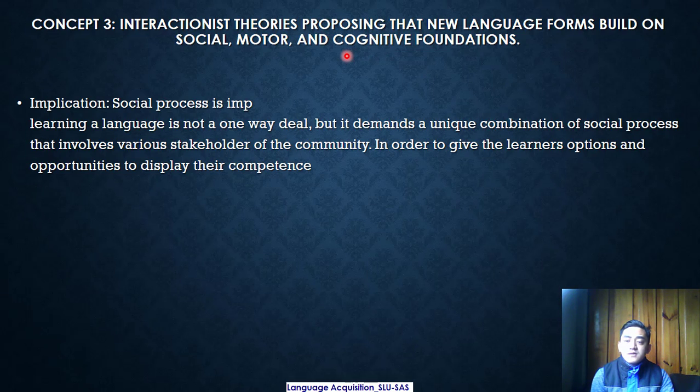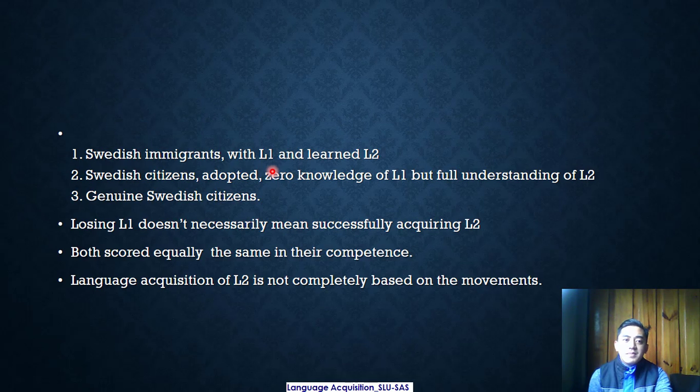Now, what does it say? What does this mean? Therefore, there is a unique combination of social, motor, and cognitive foundations. Learning a language doesn't only come one way, but there are many opportunities. Learning a language is not a one-way deal, but it demands a unique combination of social processes, not only social, but a unique combination of everything. It involves a lot of stakeholders of the community in order to give the learners options and opportunities to display their competence, and that is absolutely evident. It has to be the unique combinations.